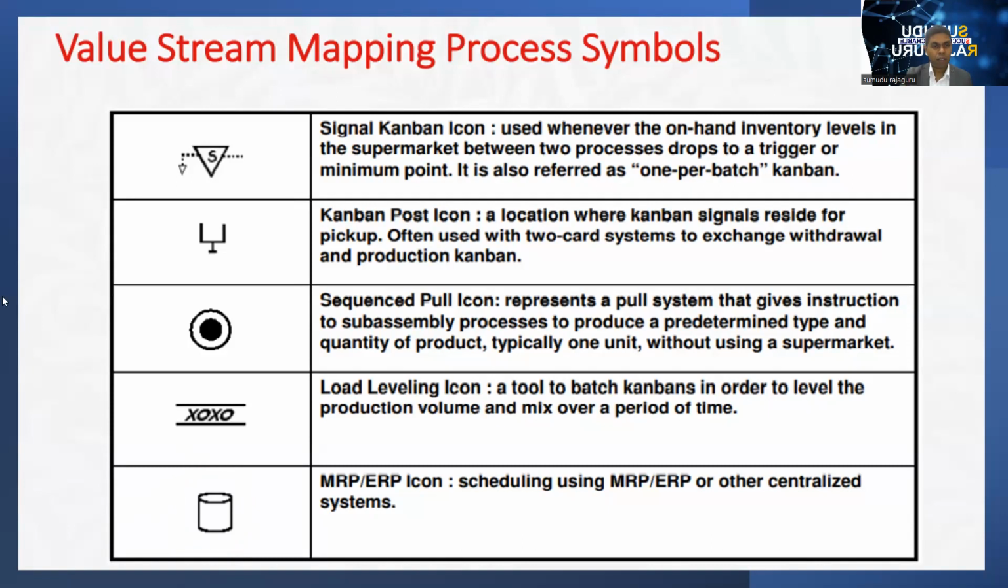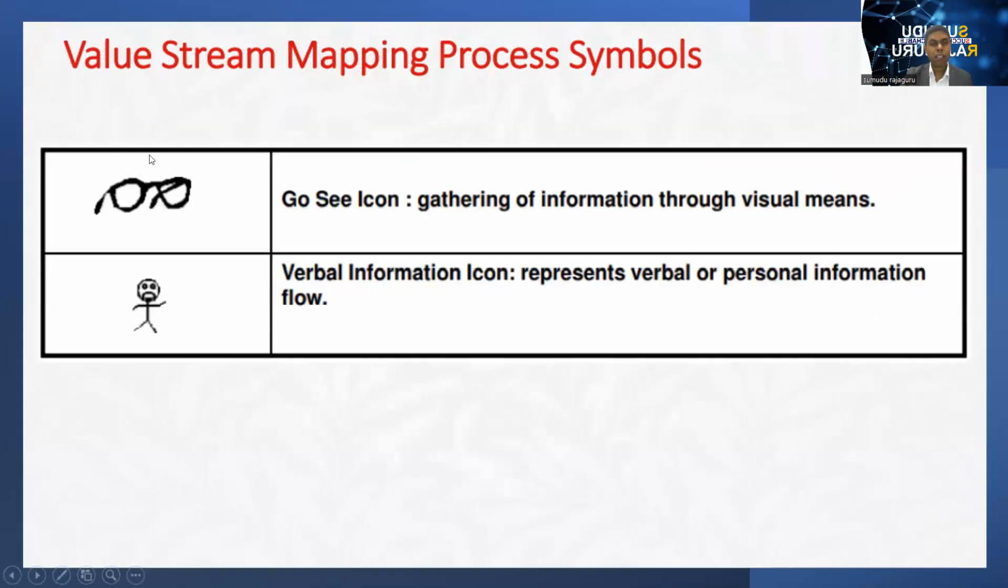Right. Then this is the Go-See icon. It's like goggles, like spectacles. When we draw the current value stream map, if we draw this kind of spectacle, that means we have to study further. We have to go to the flow and see what's happening there. That's what these spectacles mean. If we put this kind of person icon, it is called verbal information. So if anywhere we want to give some verbal information from time to time in a frequent manner, then we have to use this.